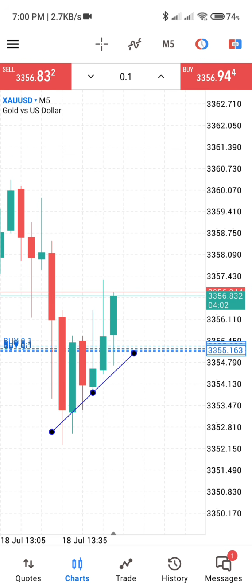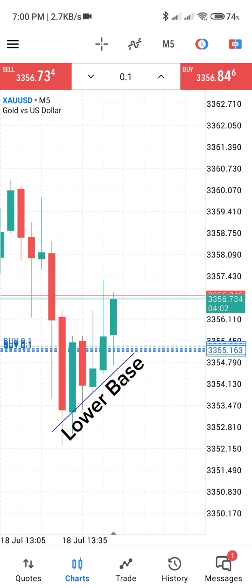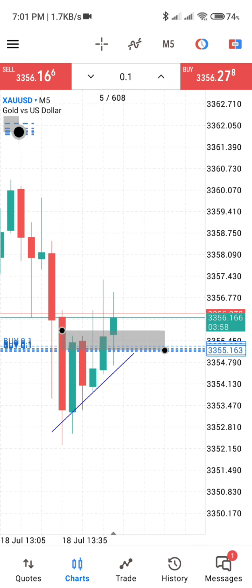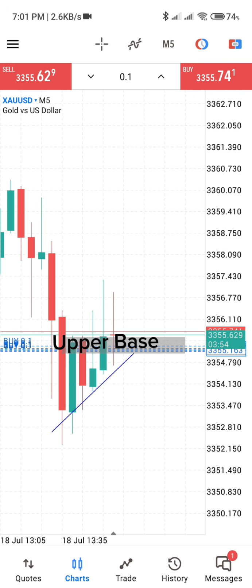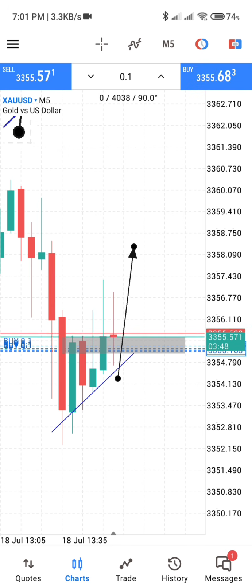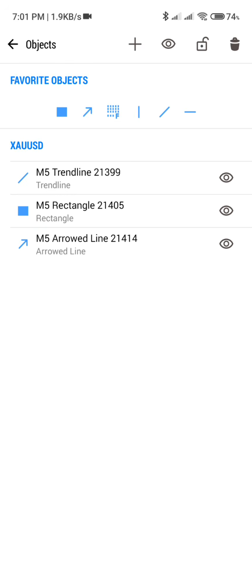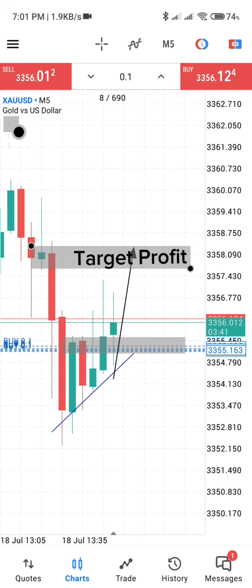So basically, price made a good lower base here. Then it also broke the upper base. The upper base you can refer to as a resistance area. So if we see price already broke the upper base on M1, so it's an M5 setup, it can fly anytime. So that's our good setup.